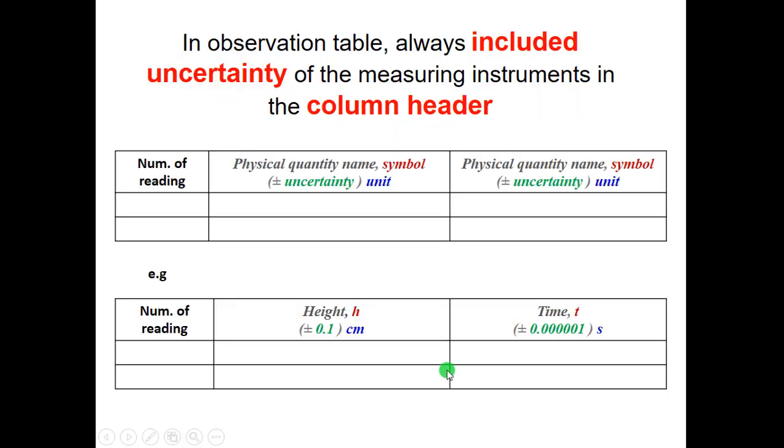In the observation table, always include the uncertainties of the measuring instrument in the column header. For example, we always start with the physical quantity name, followed by the symbol, and then in brackets the plus minus uncertainty, referring to the measuring instrument we use, and the unit. For example, I have height, h, and I measure this height with a meter rule, so the uncertainty will be plus minus 0.1 and the unit is centimeter.